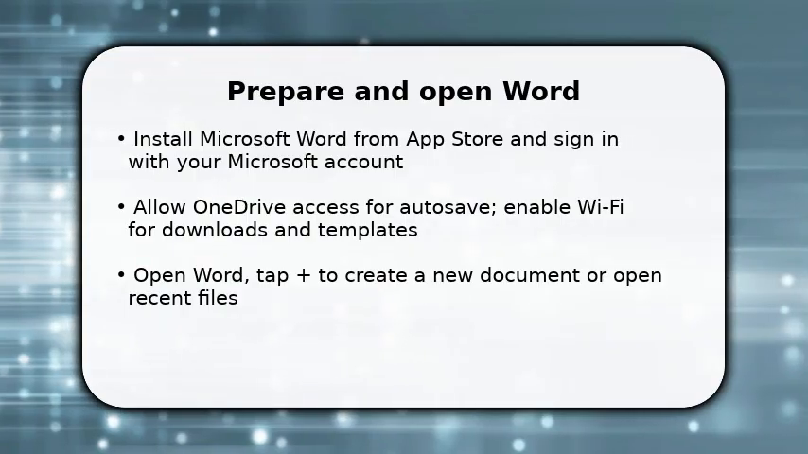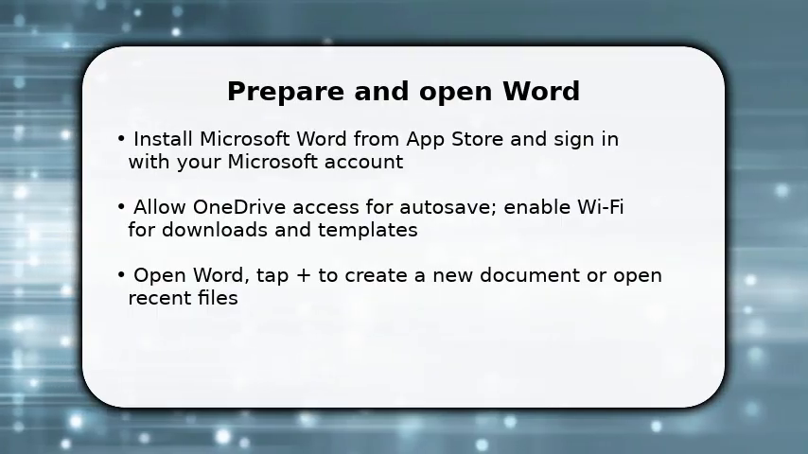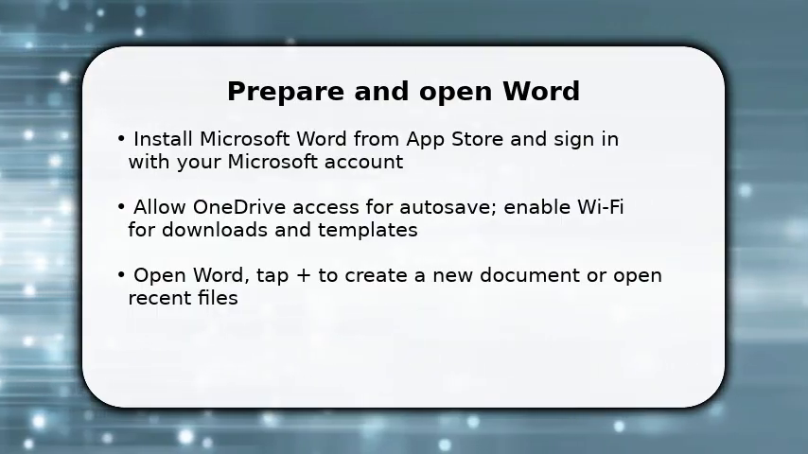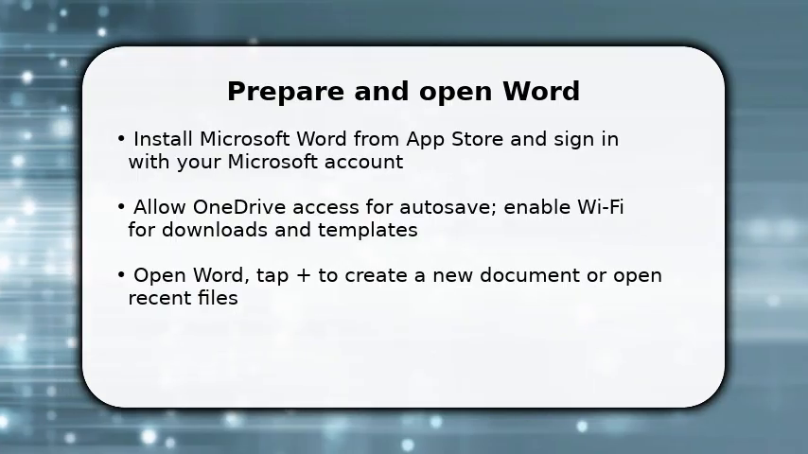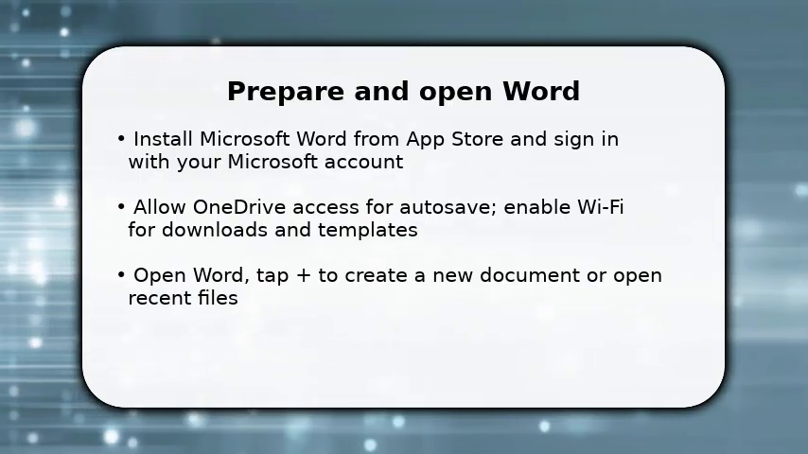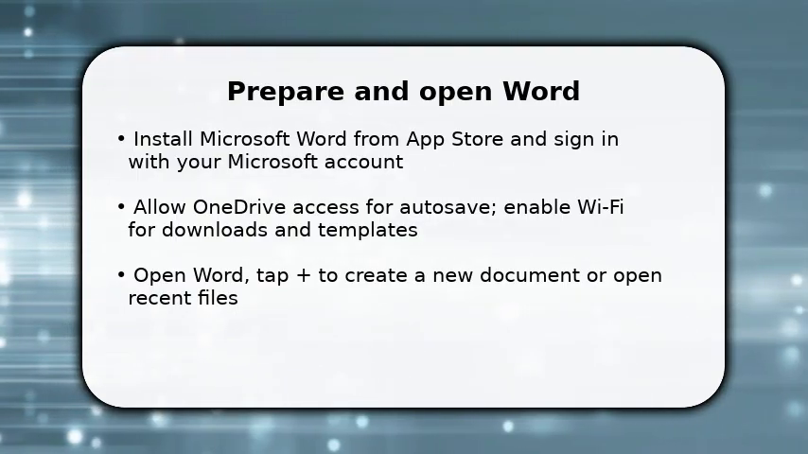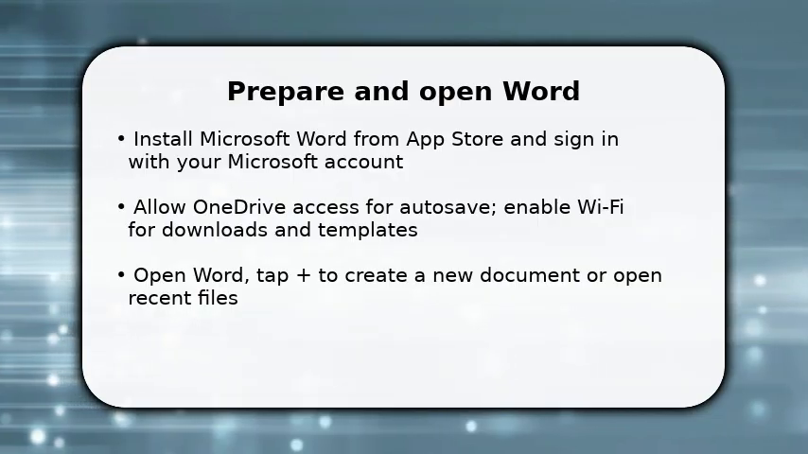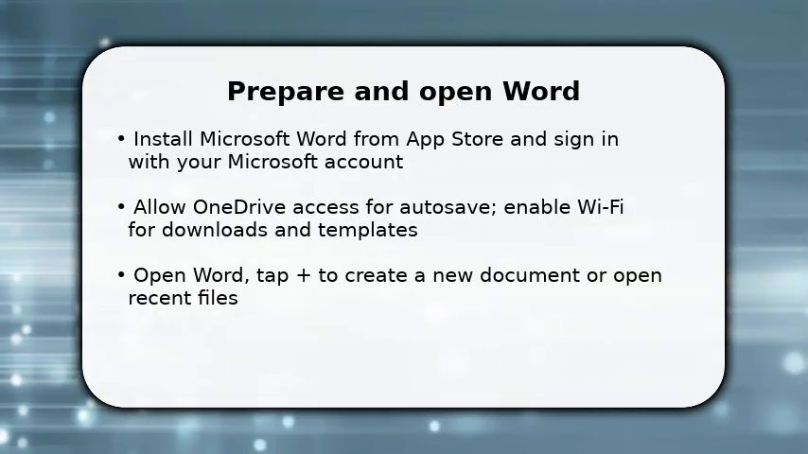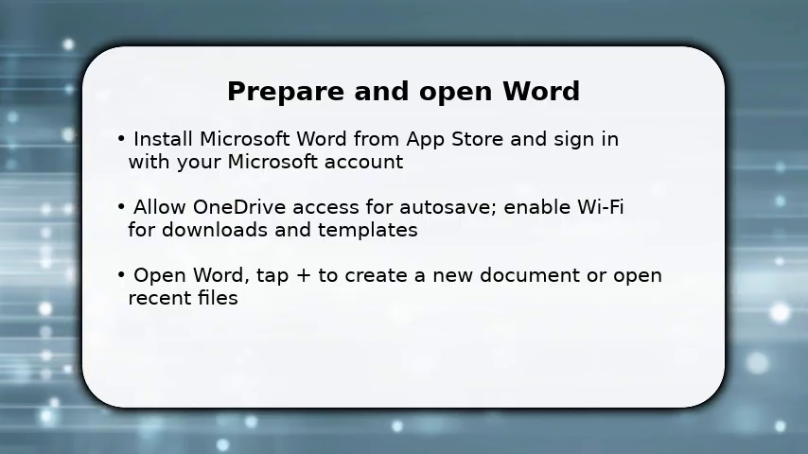You start by making sure Word is installed and signed in so documents sync. Once done, grant OneDrive permission. Autosave prevents data loss. Tap the plus button to create a blank doc or choose a template if you want a predefined layout and styles. You should see the ribbon and formatting bar.